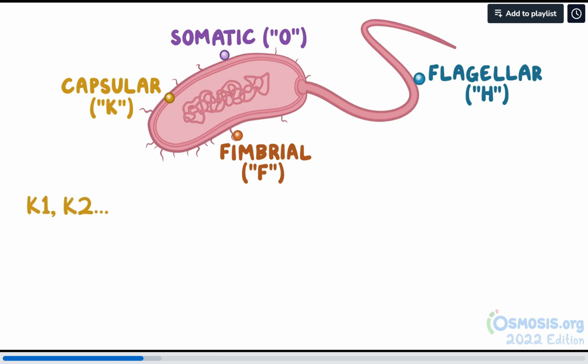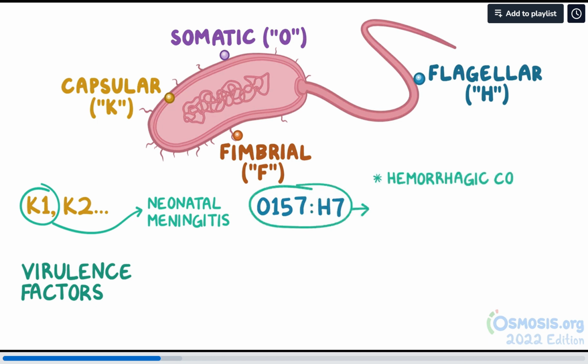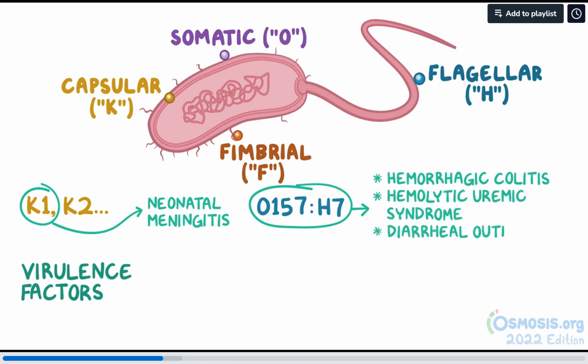E. coli antigens influence its power to cause diseases, so that's why they can alternatively be referred to as virulence factors. For example, E. coli with capsular antigen 1, or K1, are the ones that cause neonatal meningitis, while an E. coli that has an O157 and an H7, designated as O157:H7, is associated with hemorrhagic colitis, hemolytic uremic syndrome, and diarrheal outbreaks.